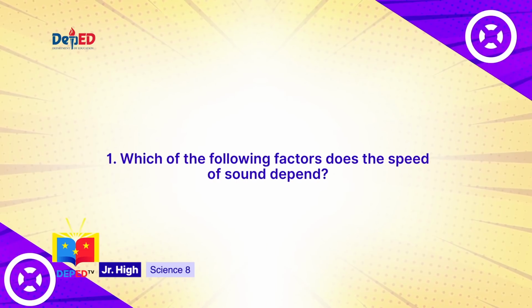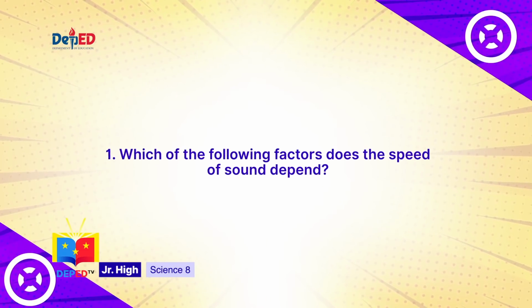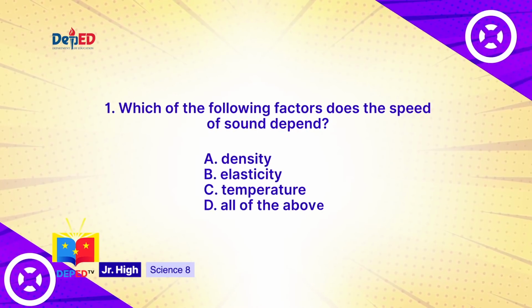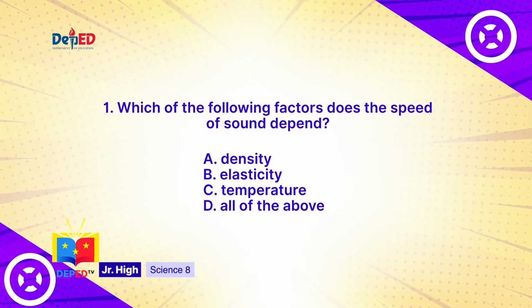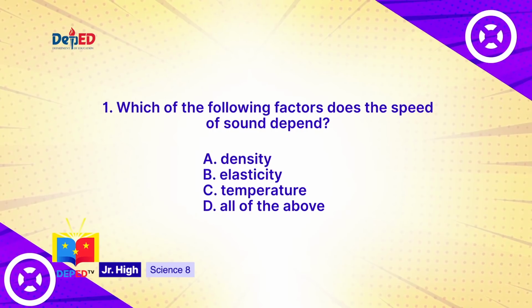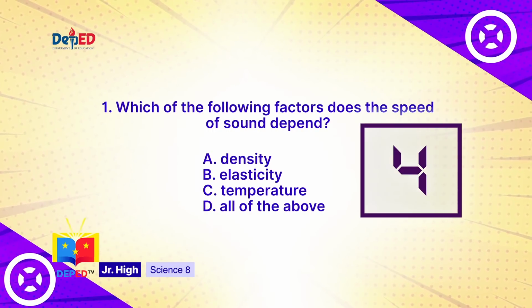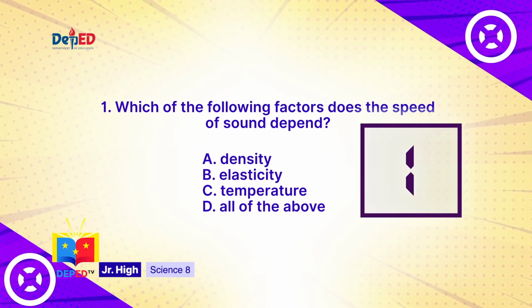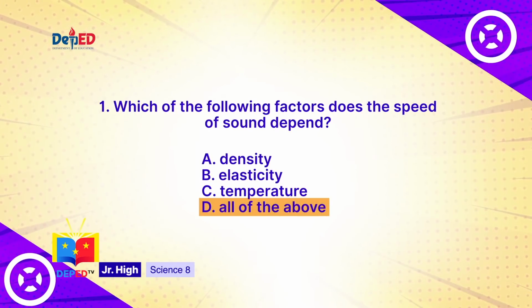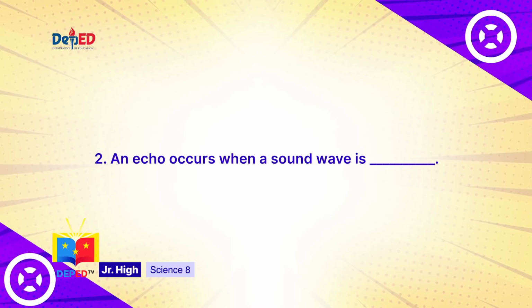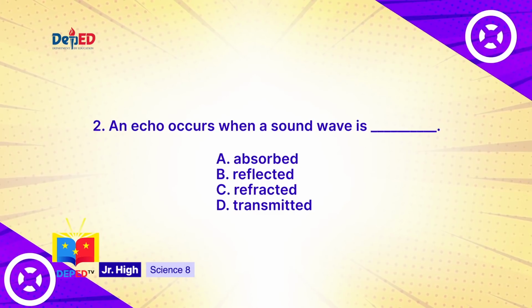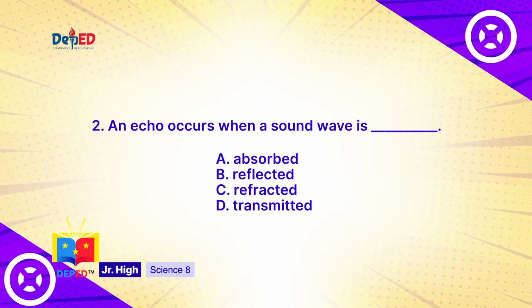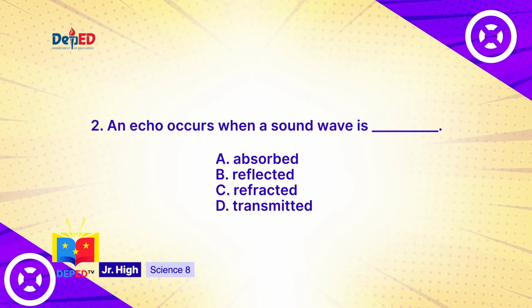Which of the following factors does the speed of sound depend on? A. Density. B. Elasticity. C. Temperature. Or D. All of the above. An echo occurs when a sound wave is A. Absorbed. B. Reflected. C. Refracted. Or D. Transmitted.